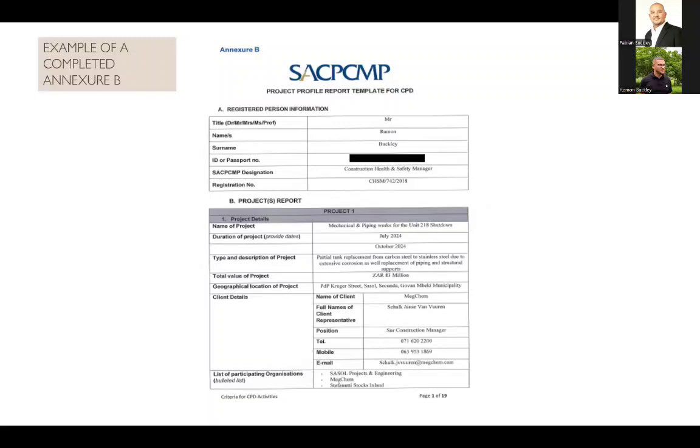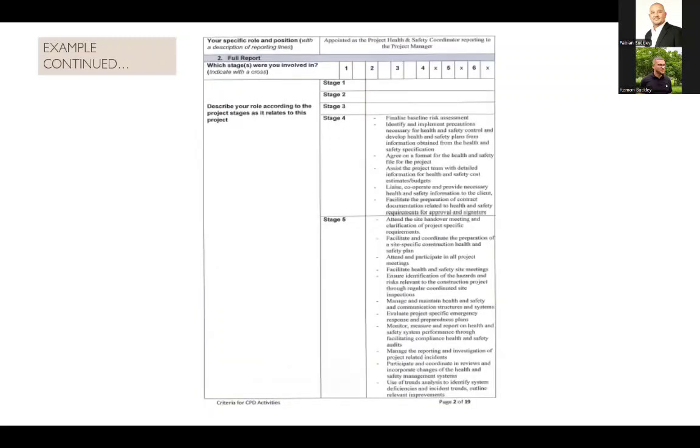List of participating organizations. We've got Cecil Projects and Engineering. We've got Mekem. We've got Stefanucci Stocks Inland, which is my current employer. Then your specific role and position, appointed as a project health and safety coordinator, reporting to the project manager. Then this is very important, your full report. Which stages were you involved in? Indicate with the cross. So for construction health and safety officers, construction health and safety managers, especially as contractors, you mostly work on or are involved in stages 4, 5, and 6.